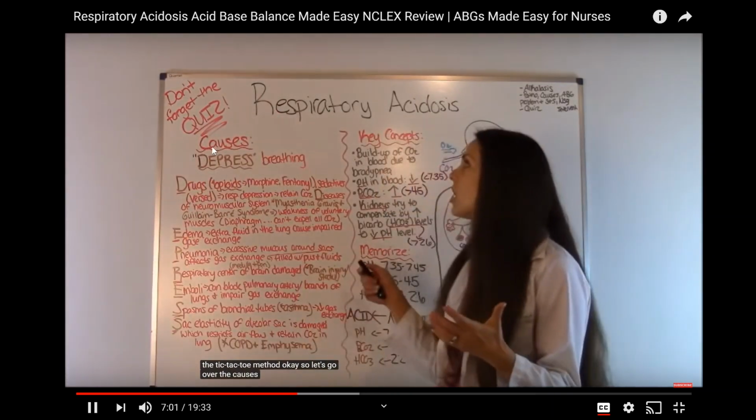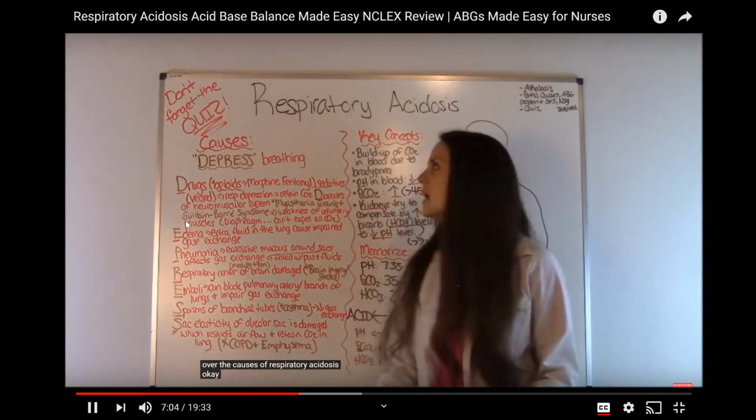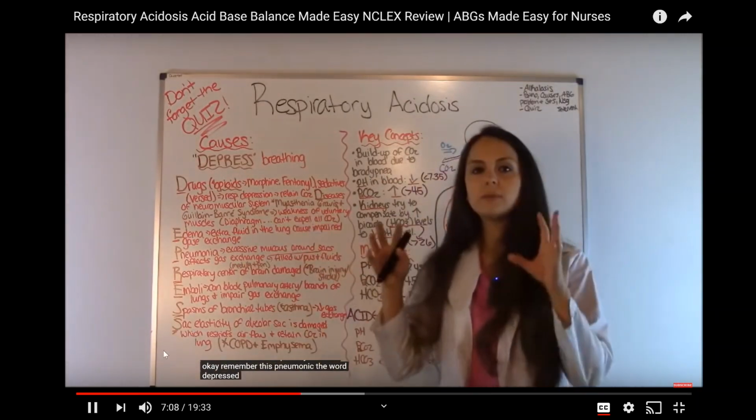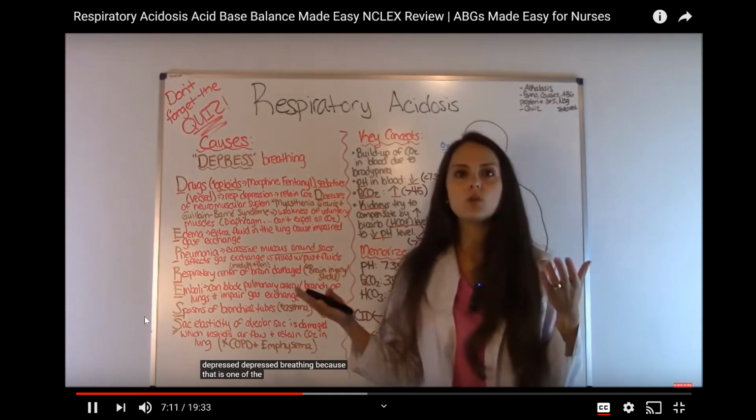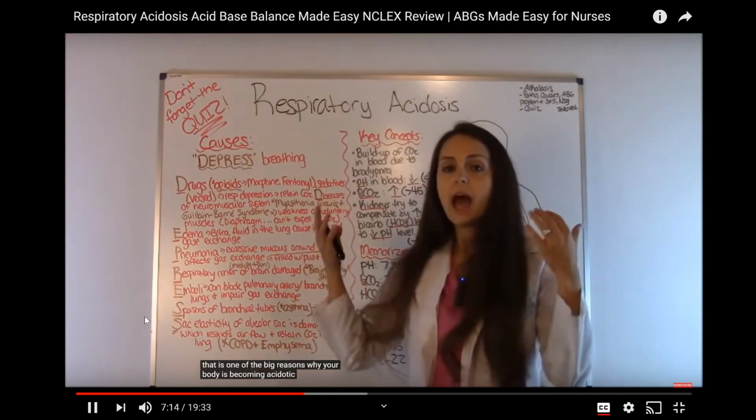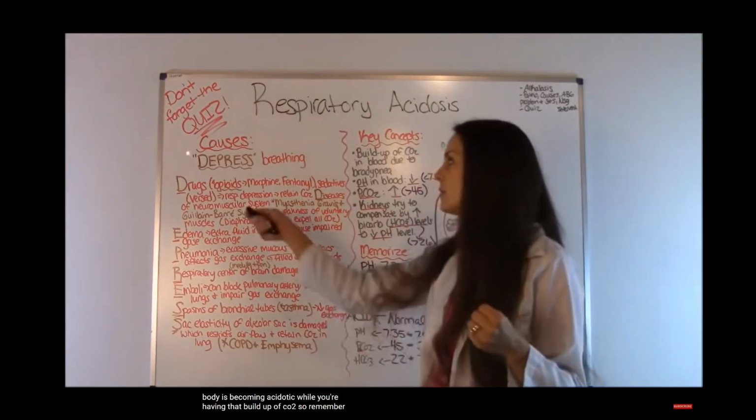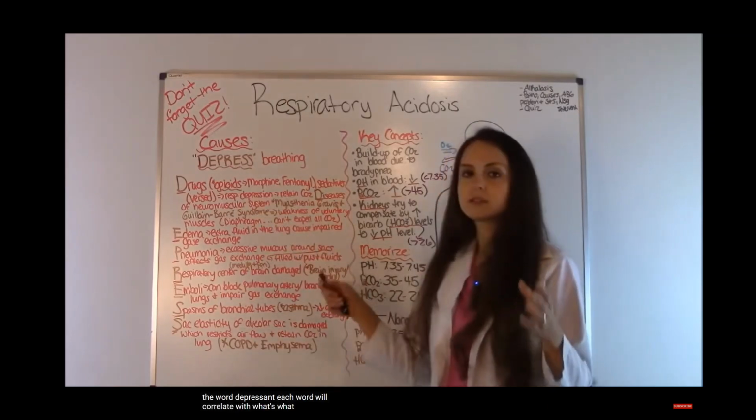Okay, so let's go over the causes of respiratory acidosis. Remember this mnemonic, the word depressed breathing, because that is one of the big reasons why your body is becoming acidotic, why you're having that buildup of CO2. So remember the word depressed, and each letter will correlate with what the cause is.